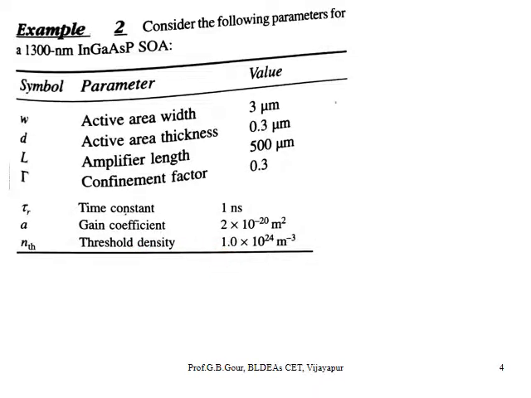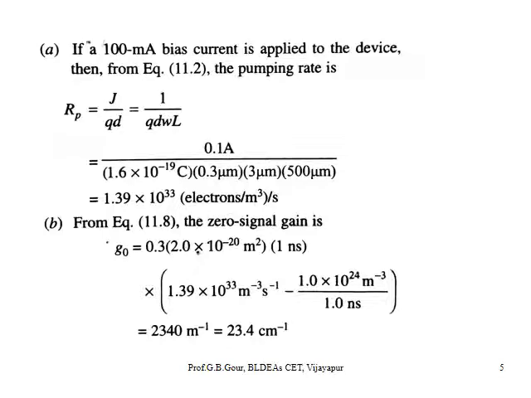So the problem is like this: if a 100 milliampere bias current is applied to the device, then this equation will give the pumping rate. He is asking you to find the optical pumping rate, at what rate the electrons will be injected into the optical amplifier, that is R p is given by current density divided by q into d. We substitute the values here, so finally we get this.